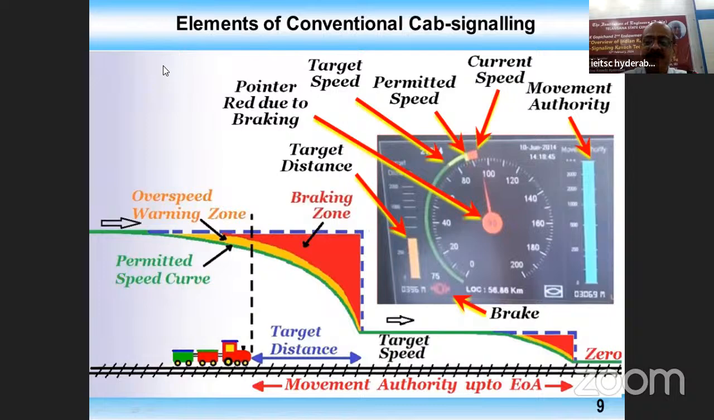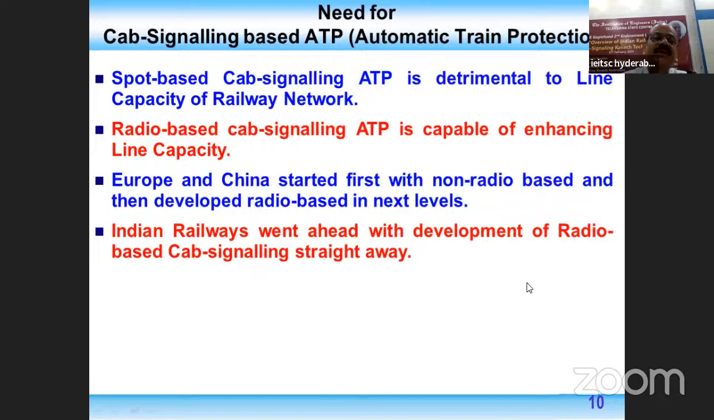So as I have told, spot-based gap signaling is detrimental to line capacity, whereas radio-based signaling is capable of enhancing line capacity. We have already discussed what is mentioned in this slide. Next slide, please.